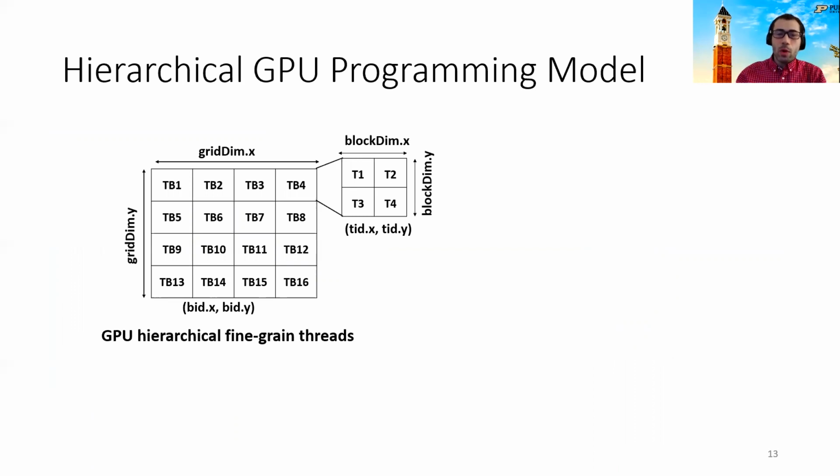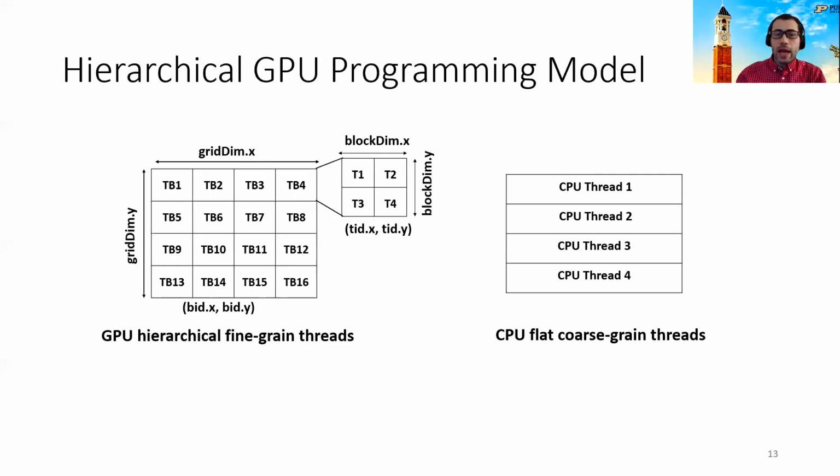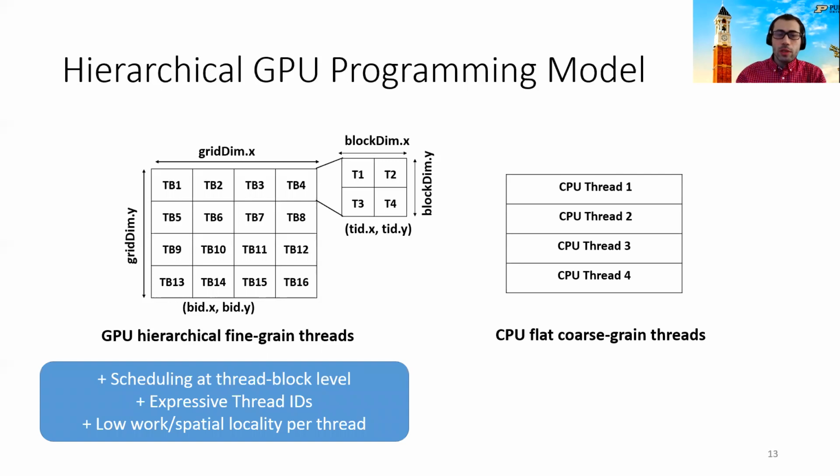The CUDA programming model forces the programmer to use the hierarchical thread IDs explicitly to express the parallelism in the program. This is different from the flat, coarse-grained nature of CPU threads, where we have fewer coarse-grained threads doing much more work than the GPU threads. In numerous GPU systems, threads are assigned to GPUs at the thread block granularity, not at the thread level.